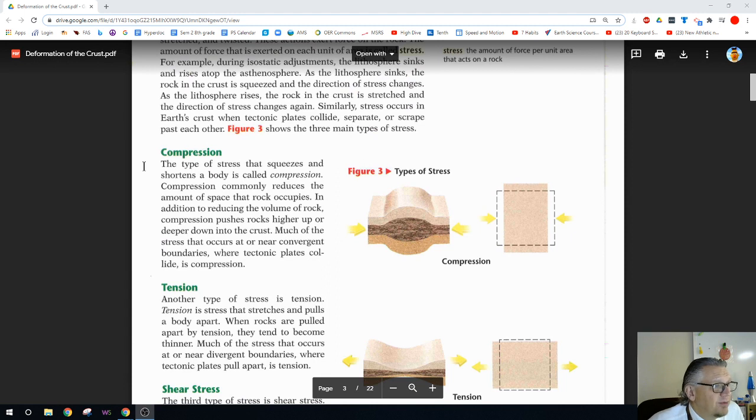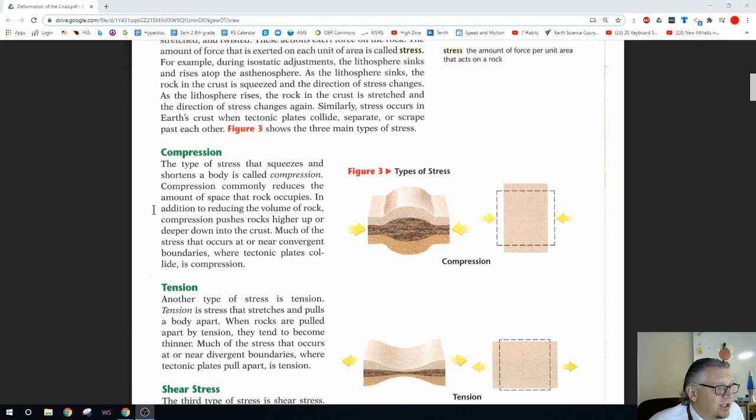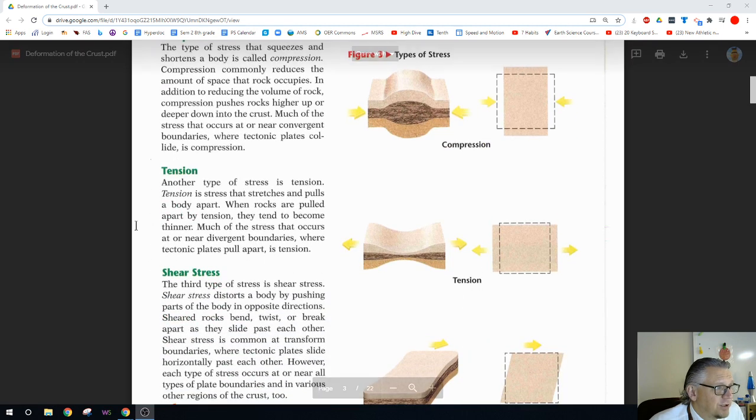Compression. The type of stress that squeezes and shortens a body is called compression. Compression commonly reduces the amount of space that rock occupies. In addition to reducing the volume of rock, compression pushes rocks higher up or deeper down into the crust. Much of the stress that occurs at or near the convergent boundaries where tectonic plates collide is compression.